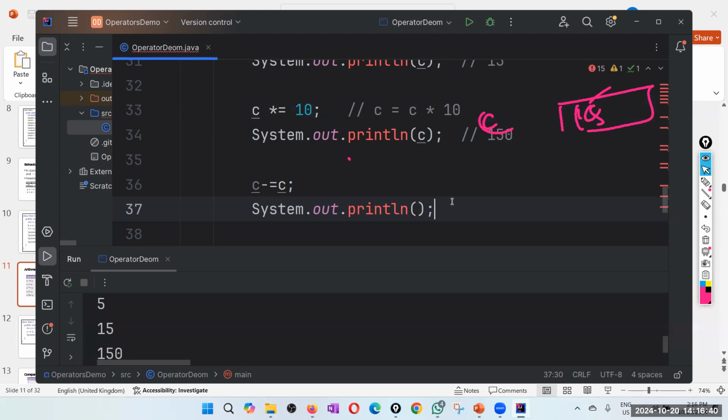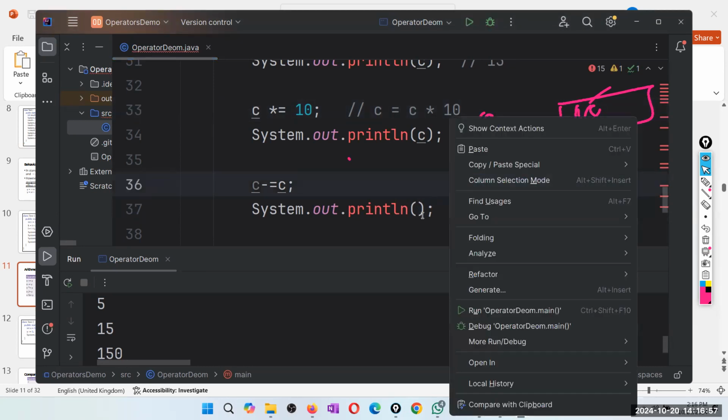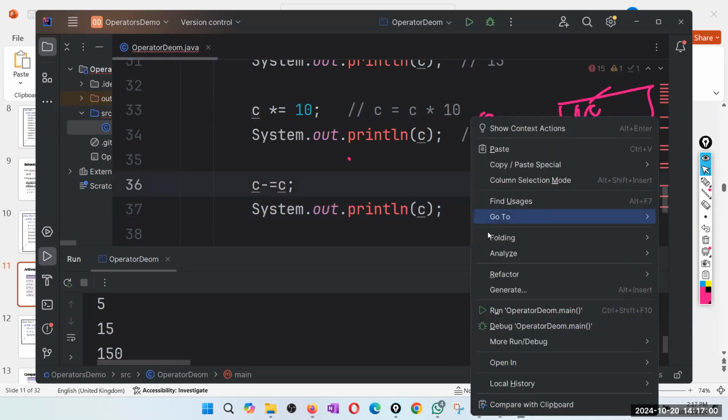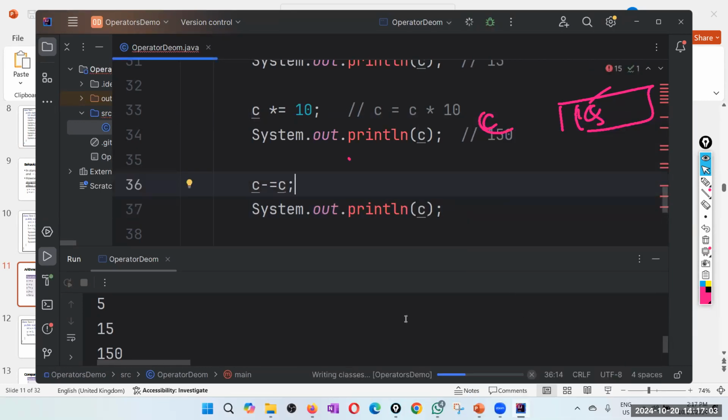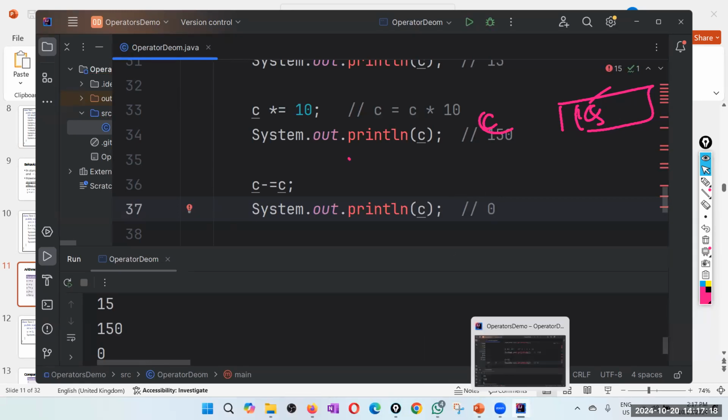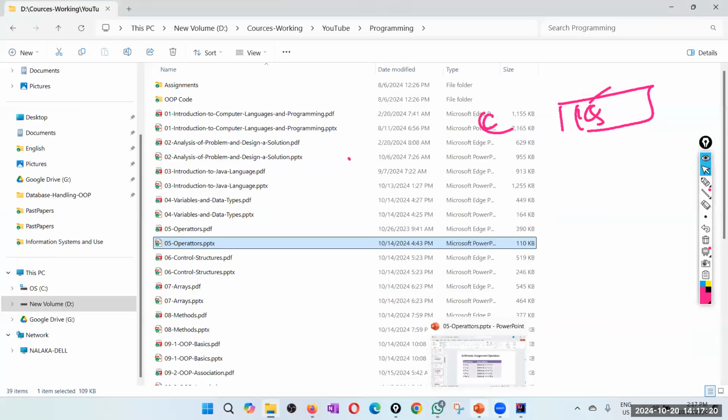Okay. Right. So now what is the output? 0. Sure. So this is same as C equals C minus C. Right. So C is 150, 150 minus 150. First of all, it must be a variable, right? Answer is 0, because this is equal to C equals C minus C. So when C is subtracted from C, the obvious result is 0. Right. So those are called arithmetic assignment operators.